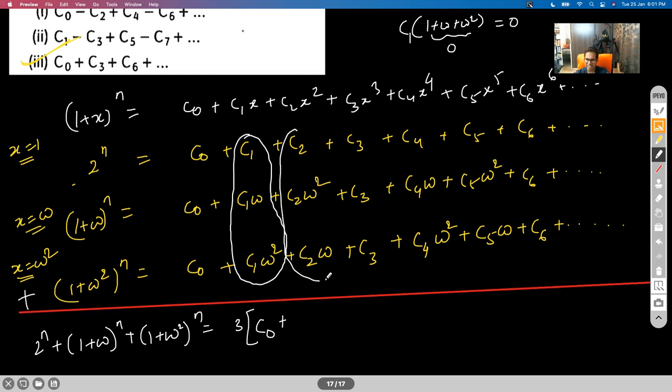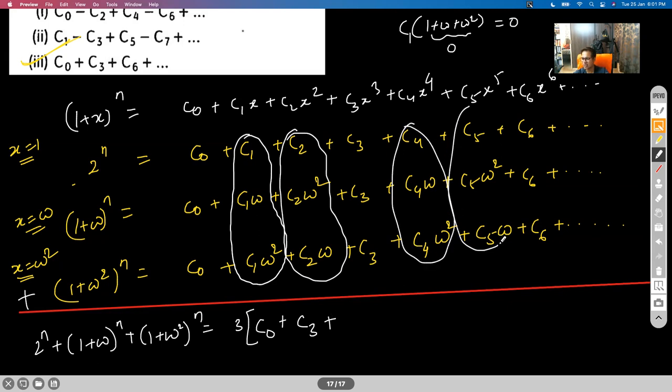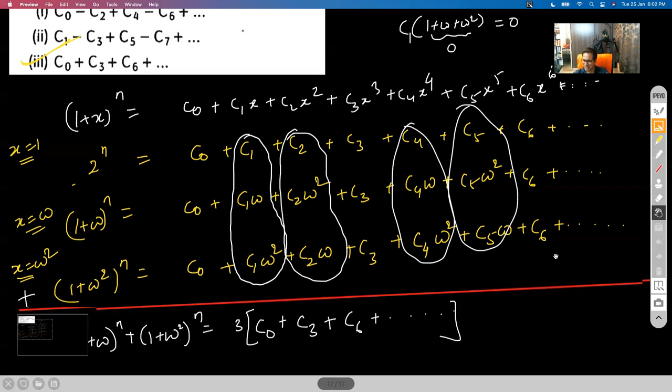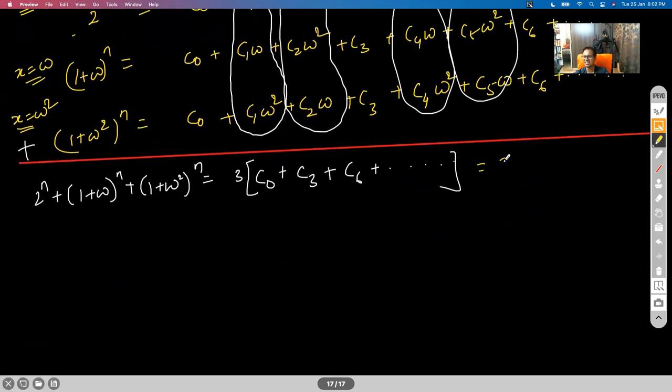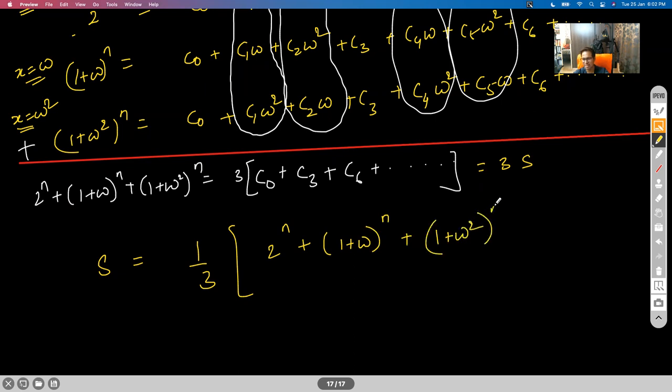Same will be happening for this term also, 0. Because 1 plus omega plus omega square will come as a common term. And you have C3, C3, C3, which is 3 C3 again. Similarly, this will be 0, this will be 0, and you'll have 3 times C6. In short, you end up getting 3 times the given series. That means your S is 1/3 of 2 to the power n plus 1 plus omega to the power n plus 1 plus omega square to the power n.